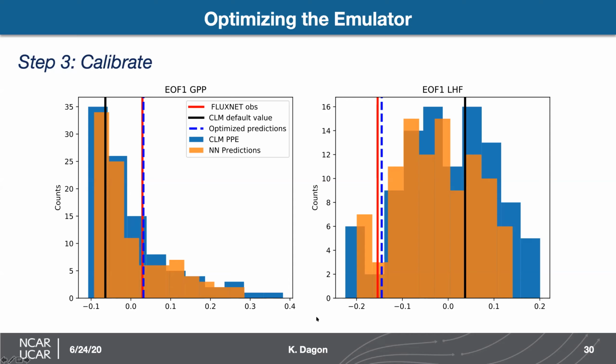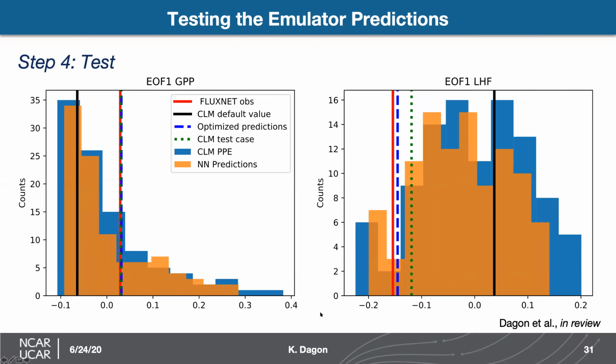But we can also take this a step further, which is to do the test step. That's to say, okay, this blue line is where the emulator thinks the optimized prediction should be. But let's actually take that parameter set and run it back through the full land surface model and see if that also matches up pretty well. And so now I've added a green line to these plots, and that's the result of the test case with the best fit parameter values. And we can see for both of these metrics that the lines are very close to each other, which is great.